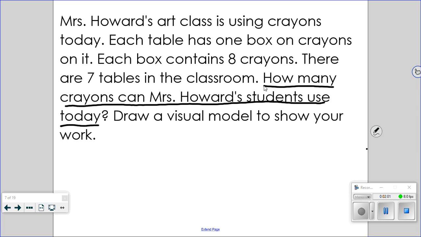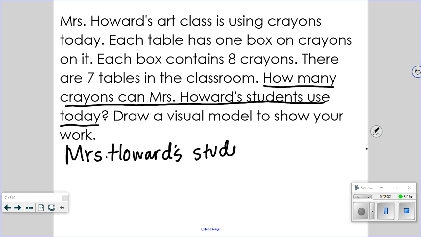The question is, how many crayons can Miss Howard's students use today? Scarlett? Close. Close. Juliana, you want to give it a try? Miss Howard's students can use the same amount of pen. Awesome. You're writing, I'm writing. Miss Howard students can use blank crayons.